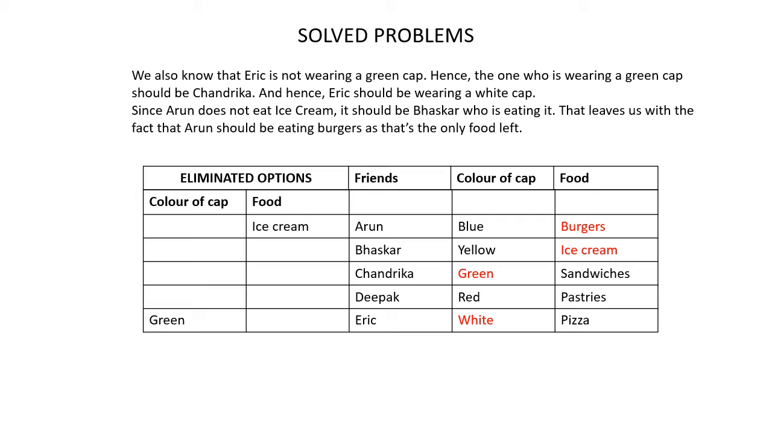Also, we are left with only two types of foods, burgers and ice creams. Since we know that Arun does not eat ice cream, clearly he is eating burgers. So Bhaskar is eating ice cream. Now this table is complete. Let's answer the given questions based on this table.